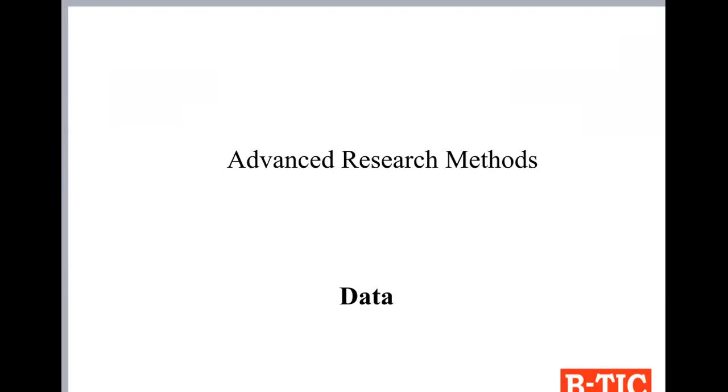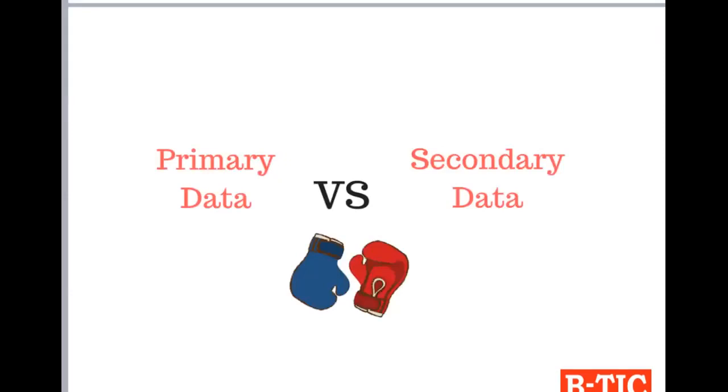So we need to know the types of data we have, the sources of this data, and how we collect it. That is the topic tonight. Let's have a look at it. Now, when we call it data or information, we have two types: primary data and secondary data.